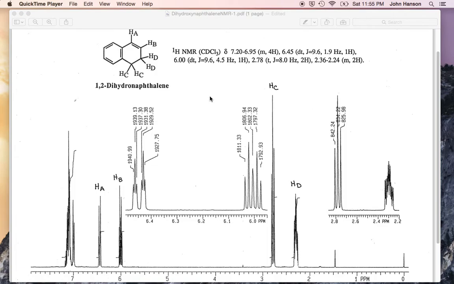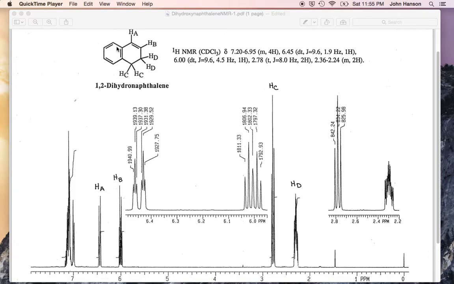Danikers, welcome back. This is John Hansen, and I'm here to talk about this dihydronaphthalene spectrum as a way to show you how to analyze maybe slightly more complex splitting patterns than the normal doublets and triplets and quartets that you're used to. And also as a quick review of how to just analyze a spectrum in general.